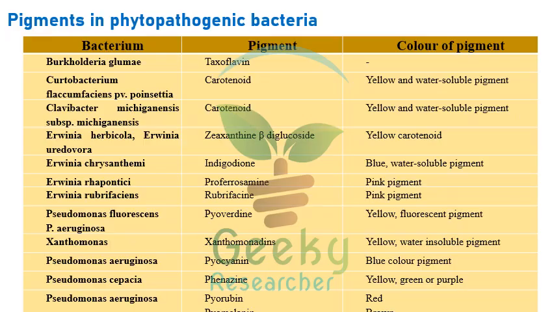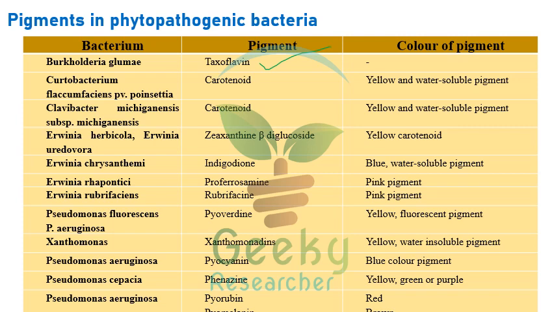Now we'll see what pigments are produced by plant pathogenic bacteria. Burkholderia glumae produces toxoflavin. This is a pigment. I think this question was already asked in 2021. We already published the 2021 NET question paper, and in that question paper they asked this question. Toxoflavin is the pigment especially produced by Burkholderia glumae.